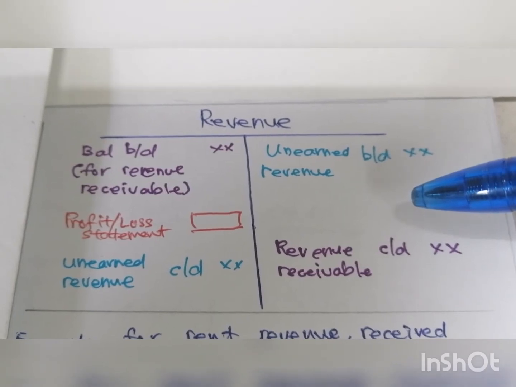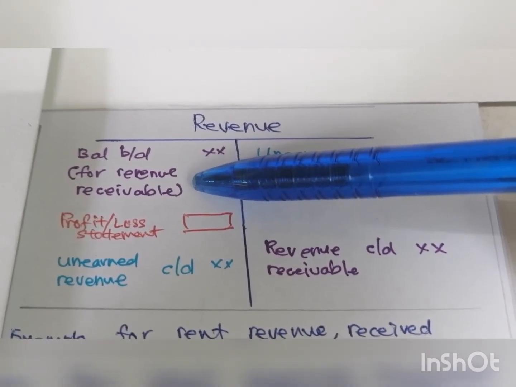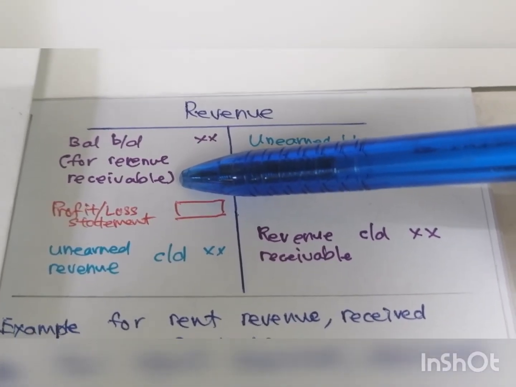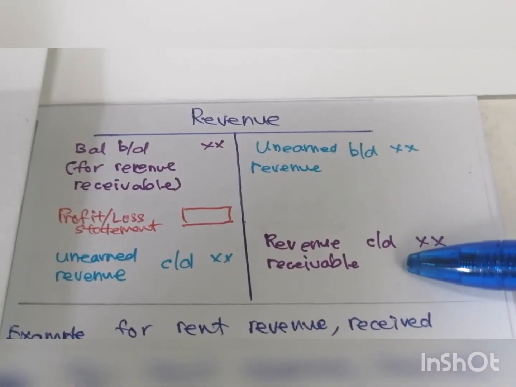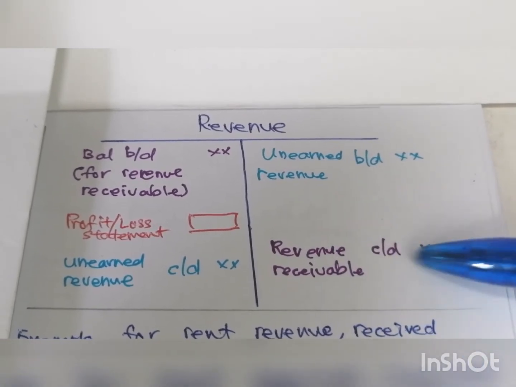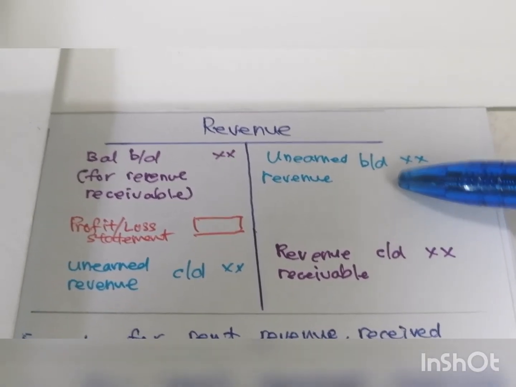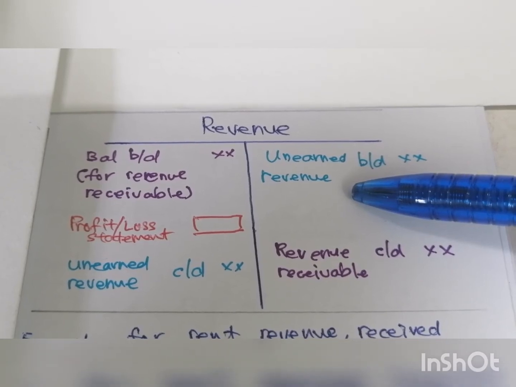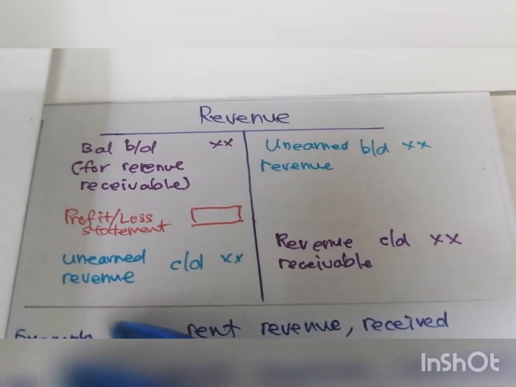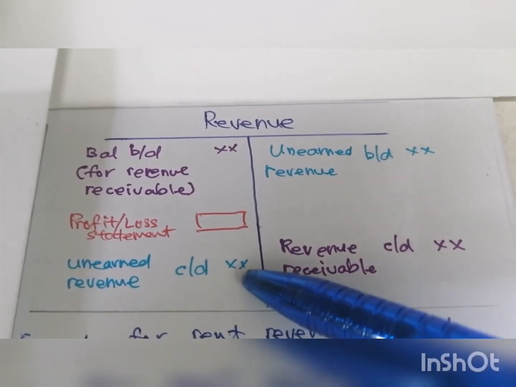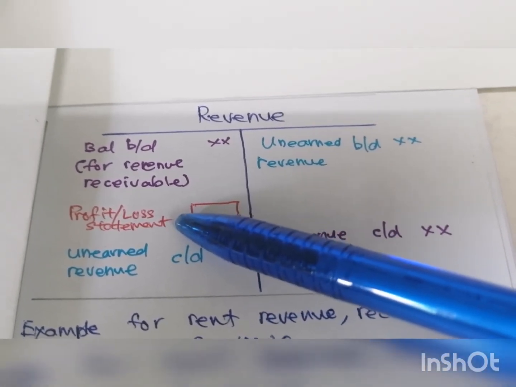So now I give conclusions about the revenue account. Revenue receivable is an asset, so when you balance brought down, it is on the debit side. So revenue receivable carried down will be on the credit side. Unearned revenue is a liability, so unearned revenue brought down is on the credit side of the revenue account. So the unearned revenue carried down will be on the debit side. The profit or loss statement will be on the debit side.